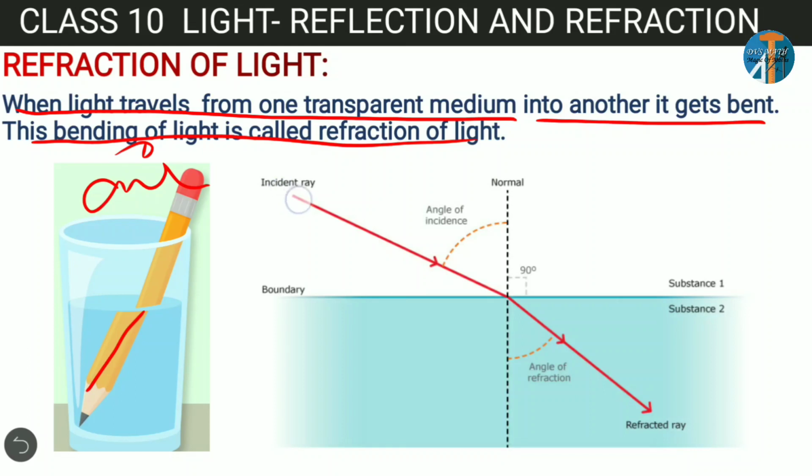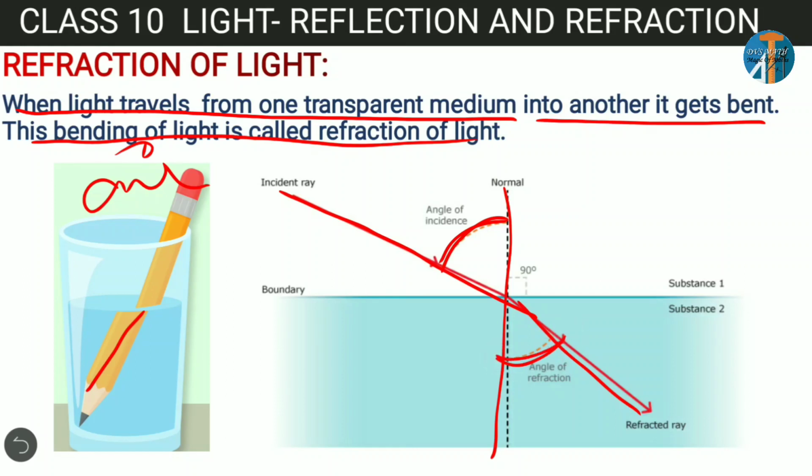The ray which strikes, we call it the incident ray. In reflection it bends back and is reflected, but here it is refracting, so it is called the refracted ray. And the line between them is the normal, and the angle of incidence is the same as before. But here, instead of angle of reflection, we call it the angle of refraction.